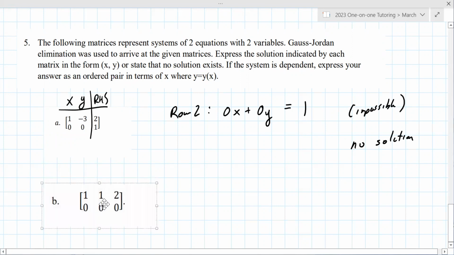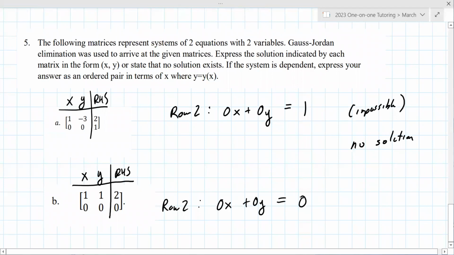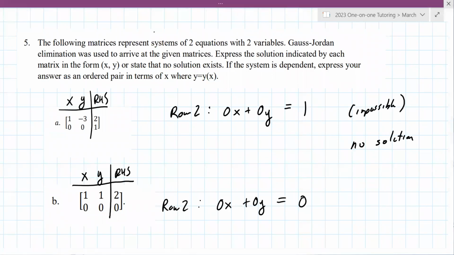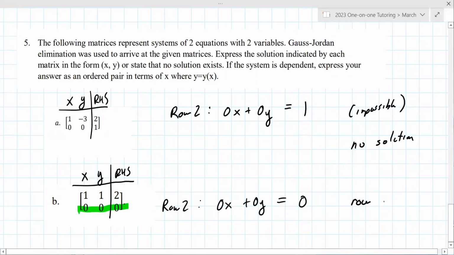B is the other sort of exception here. Again, it'd be good to label these as X, Y, and then the right-hand side. So row 2, this time, says 0 times X plus 0 times Y equals 0. What you're really looking for here is an entire row of zeros. This means infinite solutions.